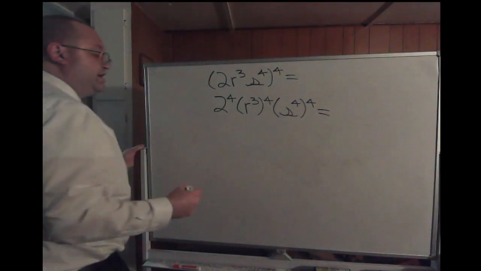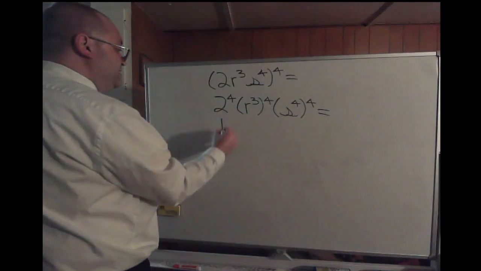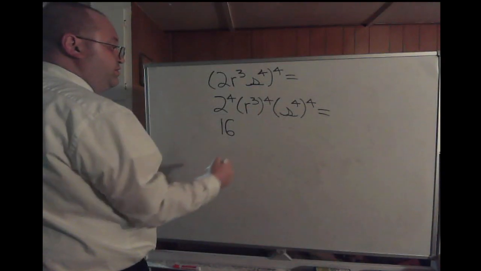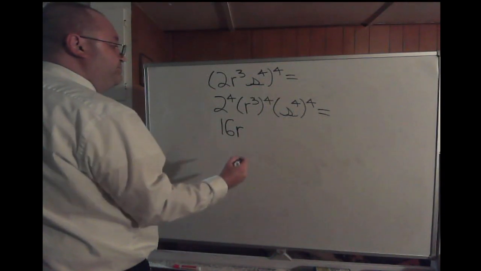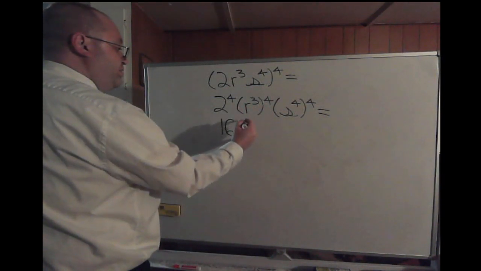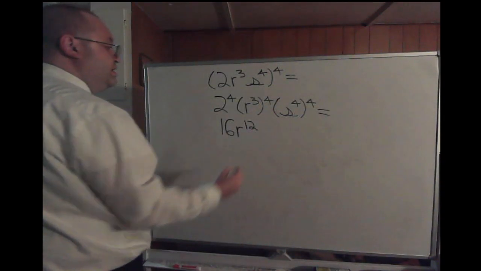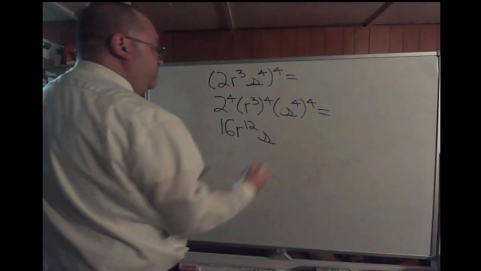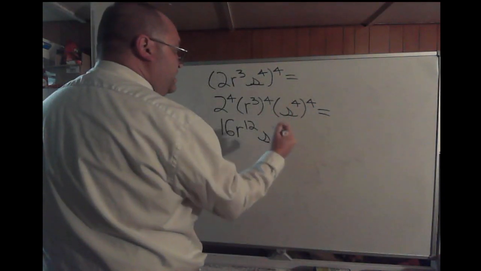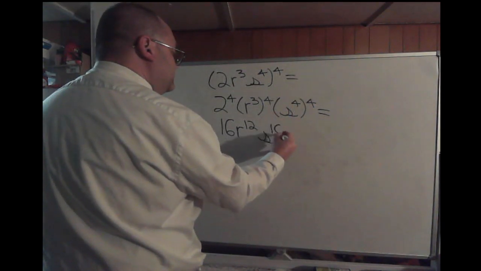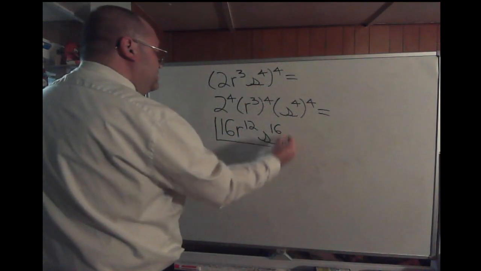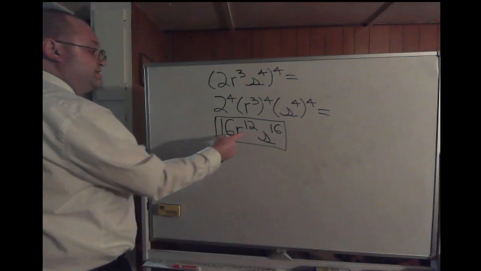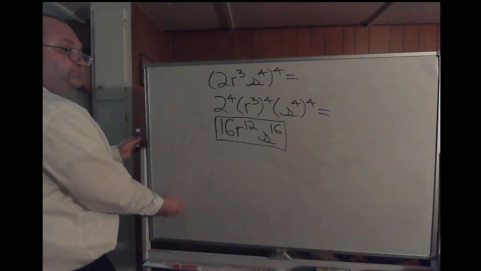So now we deal with our exponents. 2 to the fourth, that's going to be 16. Then we have r to the third to the fourth, so you'd have the base r. Then you'd have 3 times 4 for your power, which would be the 12th. And then you would have your base s. You would have s to the fourth, which would be s to the 4 times 4, which would be s to the 16th. So the answer you should get is 16 r to the 12th s to the 16th. That's exactly what you would get.